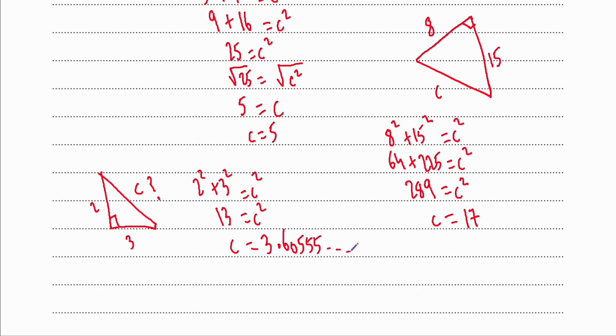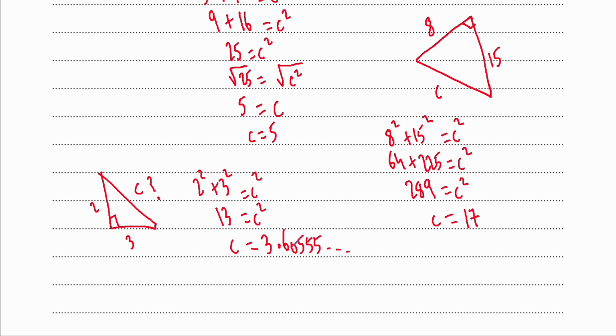So you're left with c is equal to 3.60555, whatever, right? But you can see this is still bigger than any of these two sides, because this side is always going to be the longest side. If you end up getting the hypotenuse as being shorter than the other two sides, then you need to check what you're doing. Maybe you've done the calculation wrong, because this side c must always be the longest side.